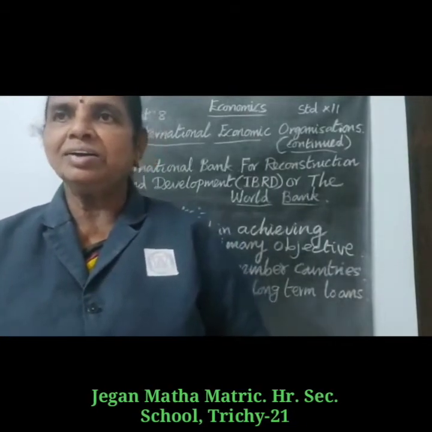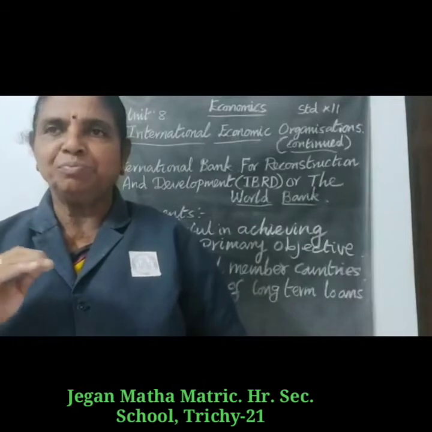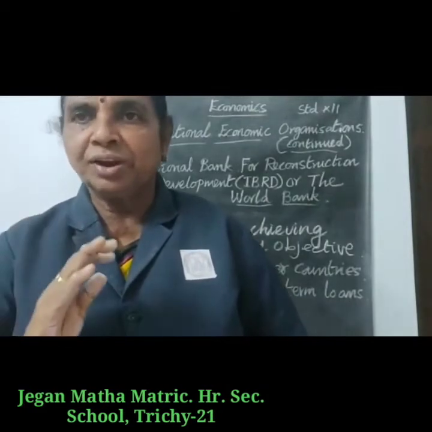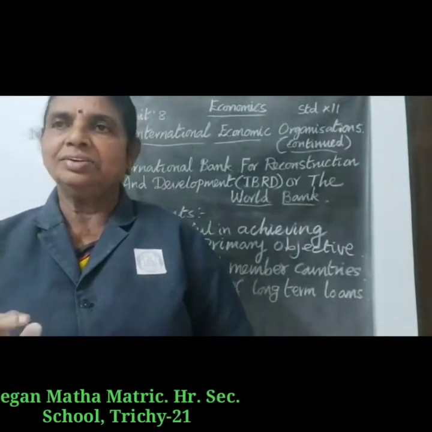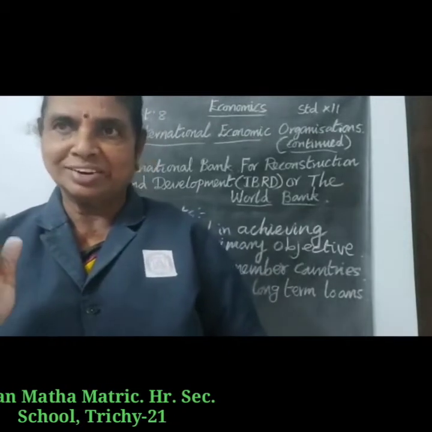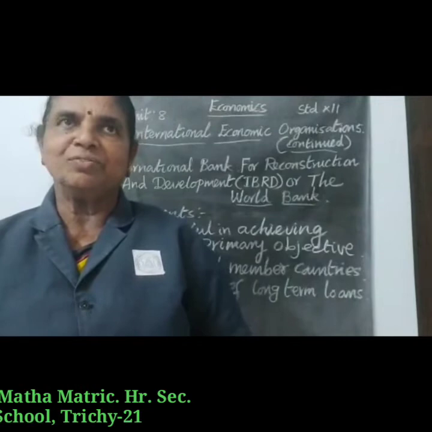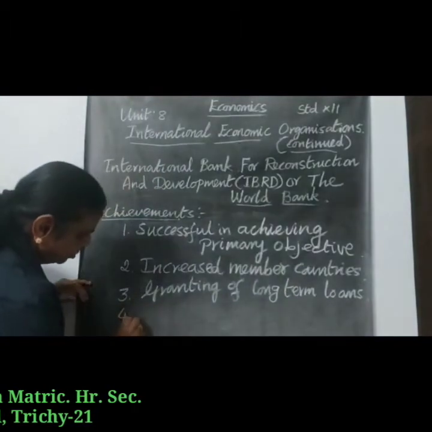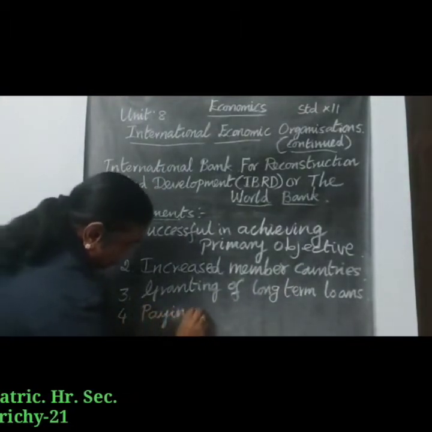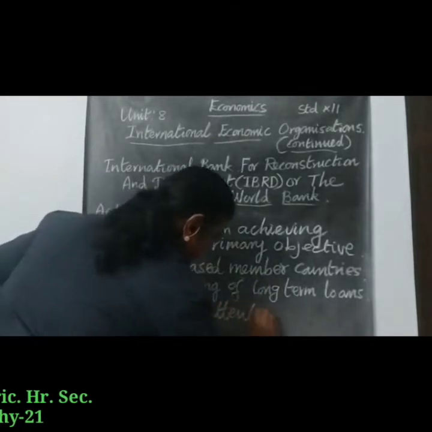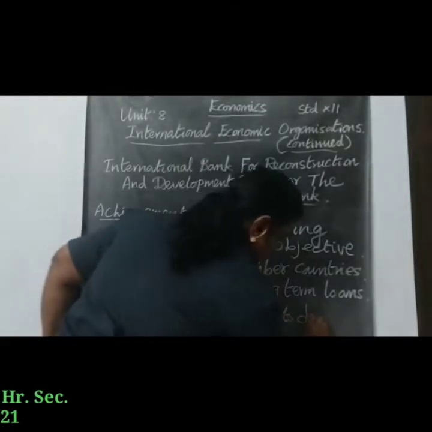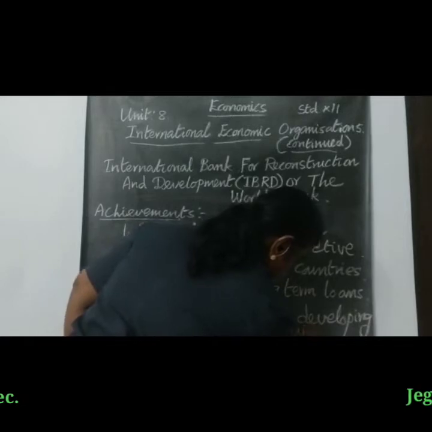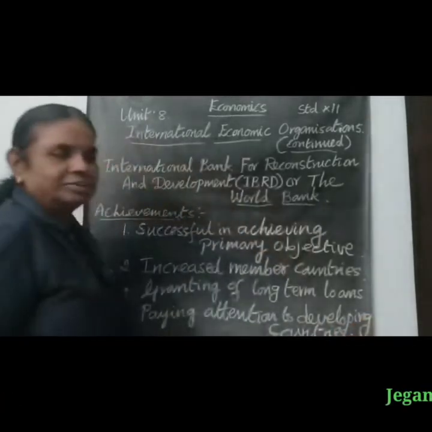Initially, the World Bank granted loans mainly to European countries, financing their programs of reconstruction and development only. Later, it changed its development loan strategy and laid more emphasis on financing schemes for the poor masses of the developing countries. So this is also another important achievement.